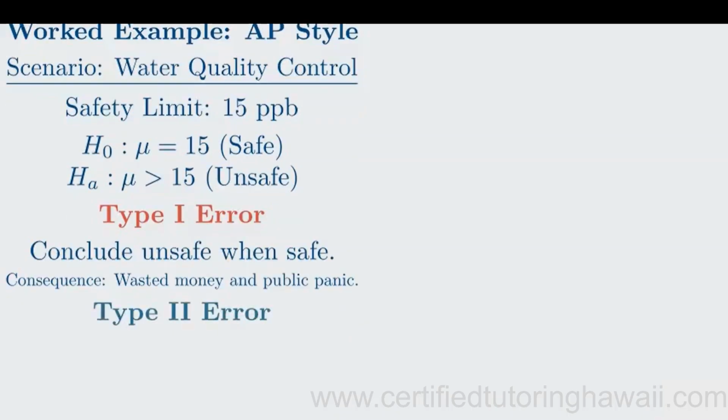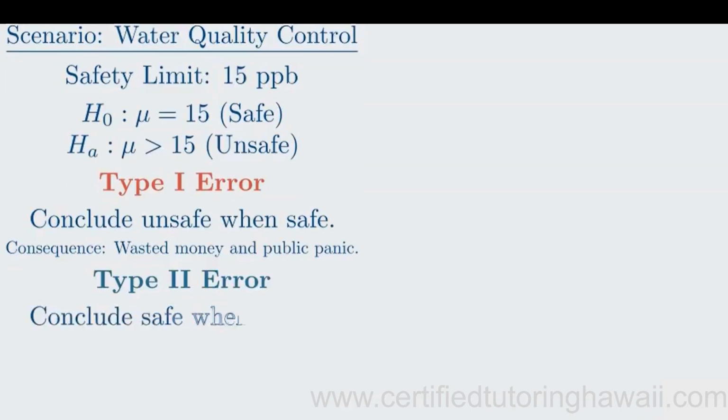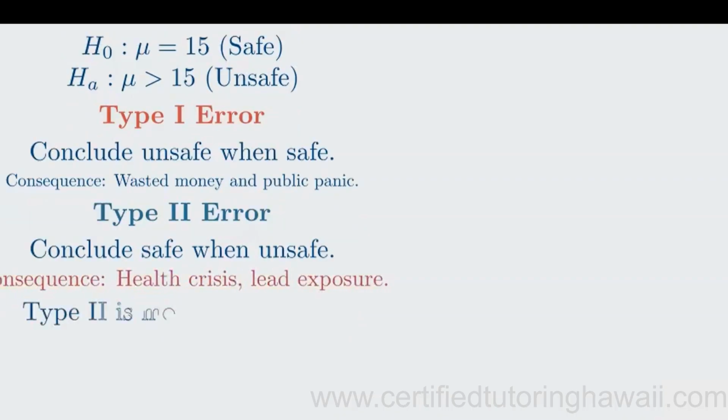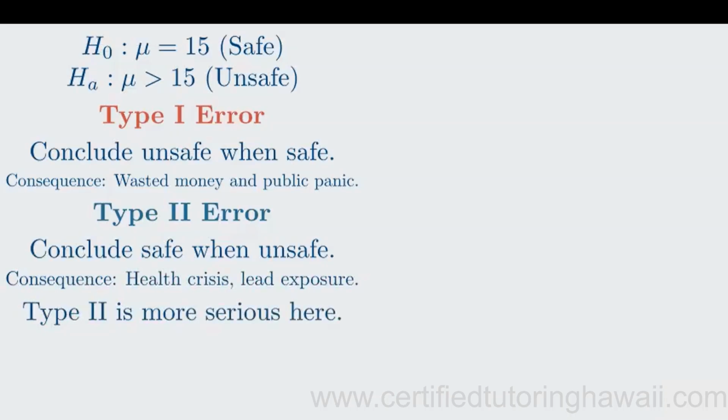Now, identify the type 2 error and its consequence. A type 2 error is concluding the water is safe, failing to reject the null, when it is actually unsafe. What would happen here? Citizens are exposed to dangerous levels of lead, leading to long-term health issues, especially in children. Which error is more serious? In this context, most would agree the type 2 error is more serious because it involves a public health crisis.